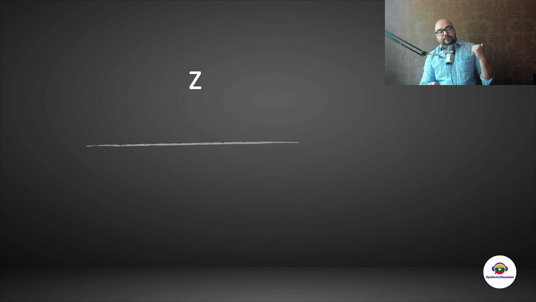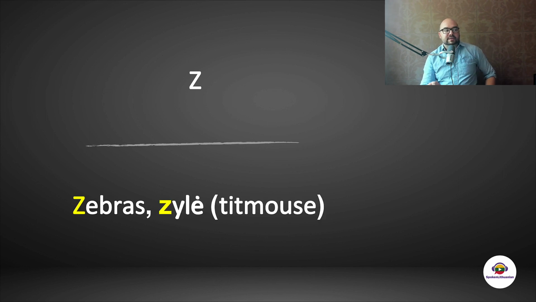Now we have the Z, like zebras or zylė. I even had to look up how you say that in English language. It's actually a little bird that's very common in Lithuania. It's a titmouse. Look it up. It's a very nice little birdie. So we have zylė, you see? It's not the shorter i. It's zylė. Zebras. It's not zebra like in English.